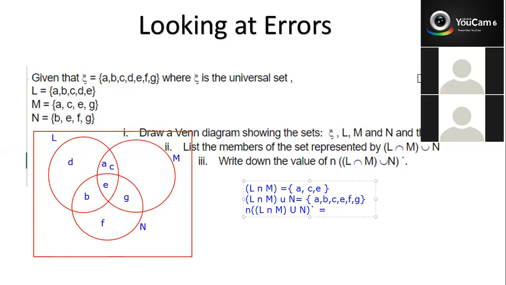What answer did you get, Chevelle? One. How much did you get? One. How much? One. Okay.